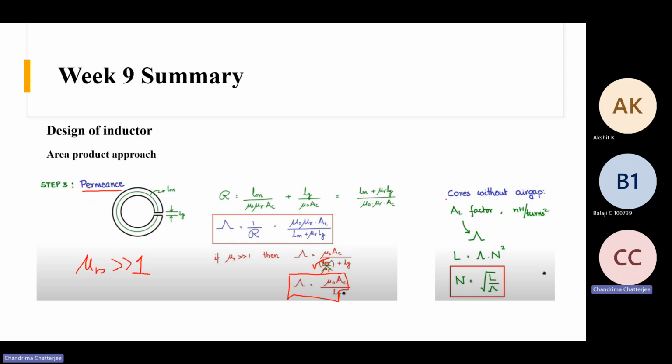And if you don't have any air gap, then there is this factor AL that is given in the datasheet, whose unit is nanohenry per turn square. So from there you can find out the number of turns directly. So you already know the inductance value that you require. You know the permeance. So you can find out what will be the number of turns. Otherwise, if you have an air gap, then you can find out the permeance like this.